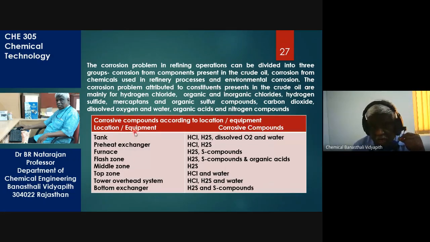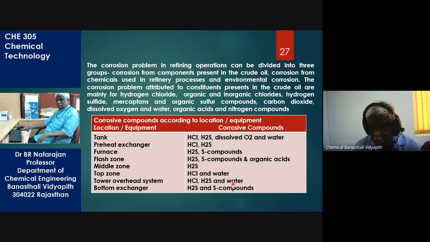Now, if you look at this table, these are various parts of the refinery that are considered to have corrosive components. For example, in the tank, I have HCl, H2S, dissolved oxygen. Heat exchangers, HCl, H2S. Furnace, H2S and sulfur compounds. Flash zone, where the pressure reduction is done, H2S and sulfur compounds. Middle zone, H2S. Top zone, HCl and water.